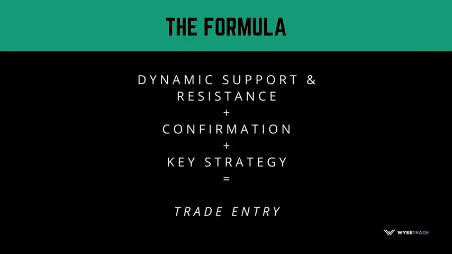You first need to find key dynamic support and resistance areas. Once price gets to these areas of dynamic SR, you need confirmation, meaning you need price action telling you that price is indeed reacting to these areas. And 3, you need a key strategy. This is the most important thing. In our strategies, we reveal to you the secrets to how to know when price is truly reacting and is ready to change directions. And once all these 3 parts are satisfied, that is when you have a trade entry.